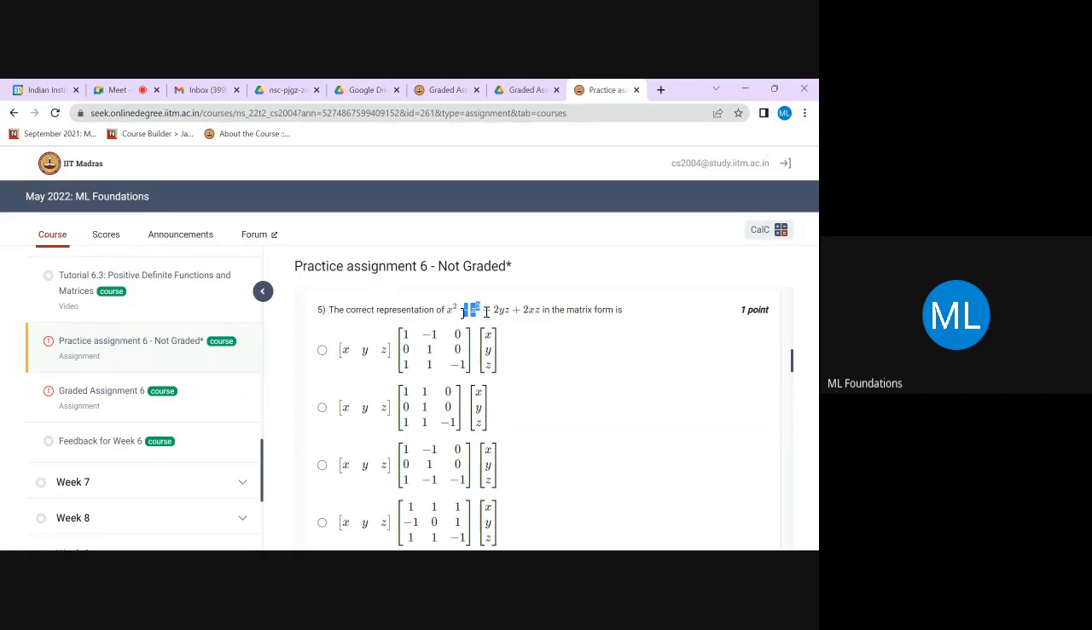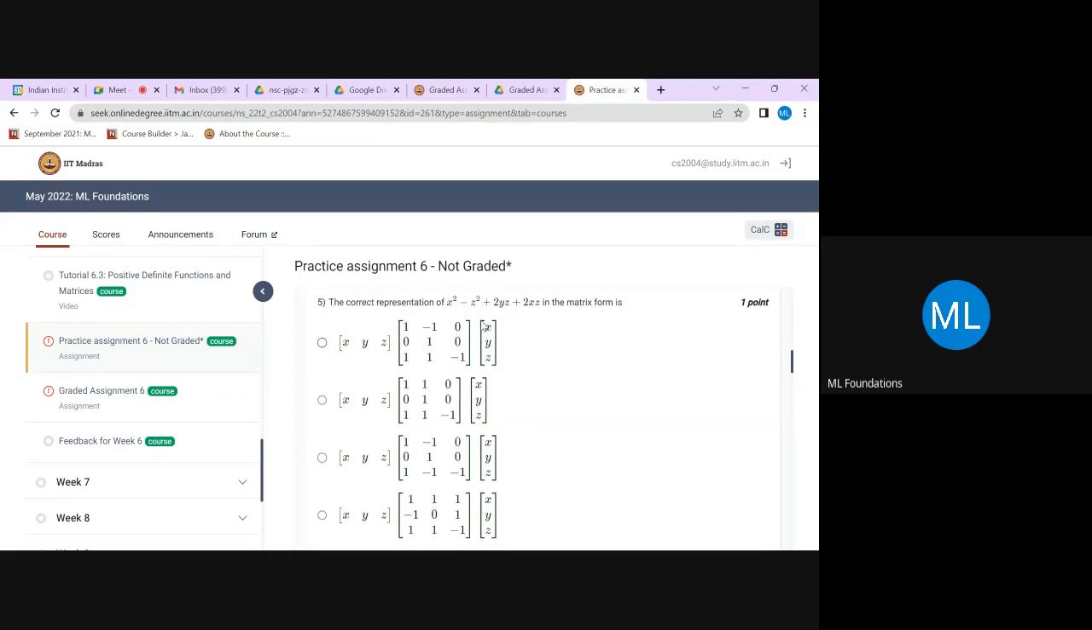I told you here, you can't find y square, right? So y square is not there. That means the center part must be 0, and you can see from the 4 options that this is the only option where the coefficient of y square is 0. Sir, basically the diagonal elements are x square, y square, and z square.